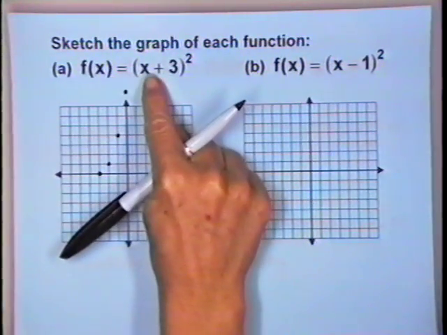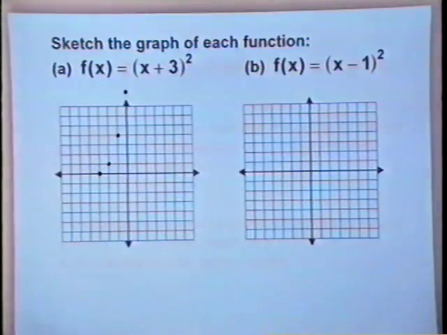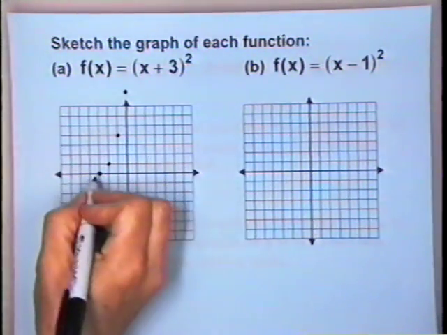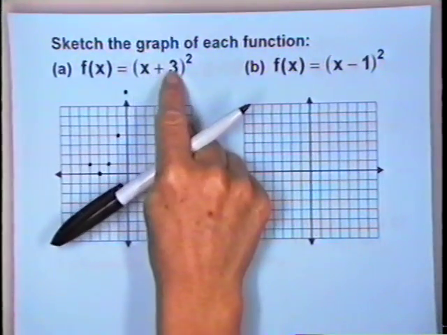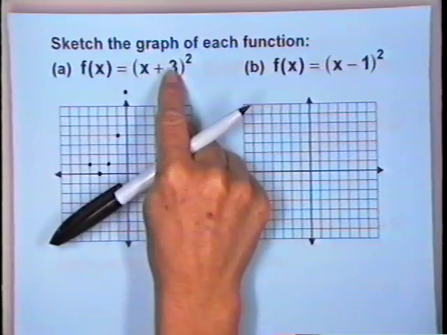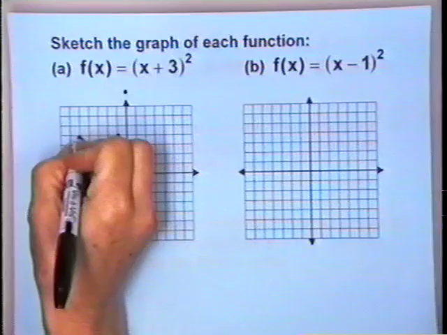Let's go to negative 4. Negative 4 plus 3 is negative 1. If I square negative 1, I get positive 1. So whenever x is negative 4, I get positive 1. Negative 5 plus 3 is negative 2. If I square negative 2, I get 4. So whenever x is negative 5, I have 4.